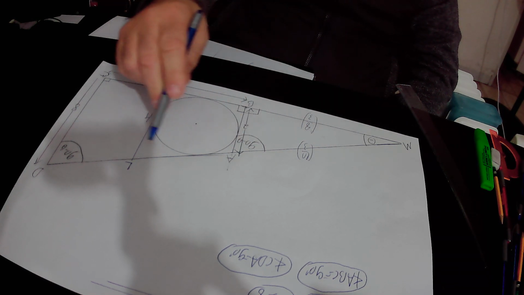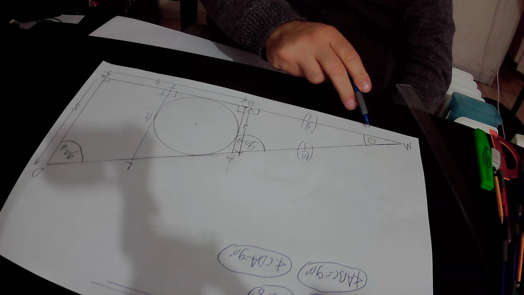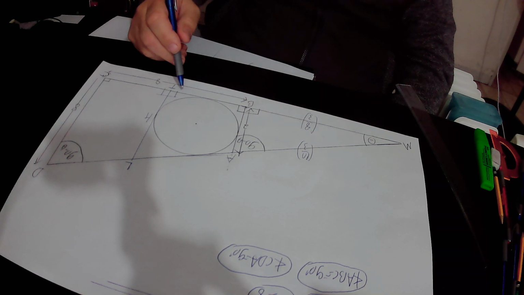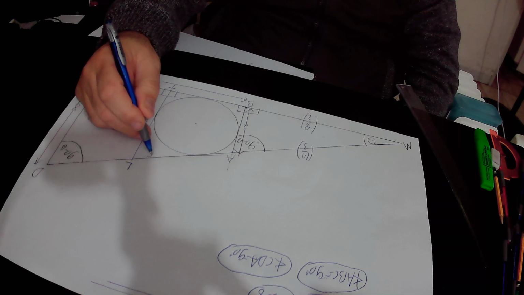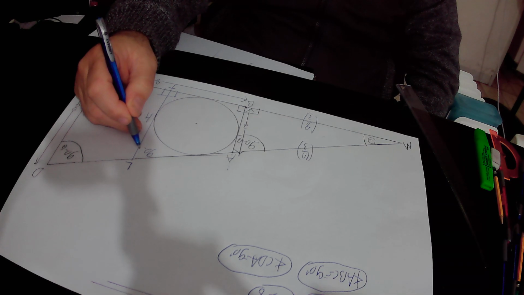In the right-angled triangle MLT, this angle equals theta, this angle equals 90 degrees, therefore the missing angle must be equal to 90 degrees minus theta.